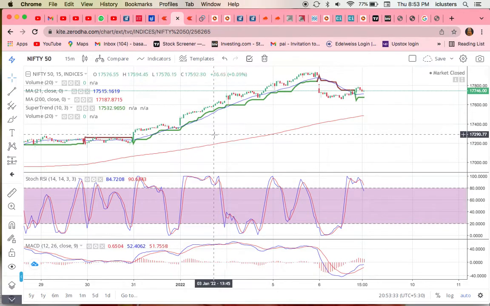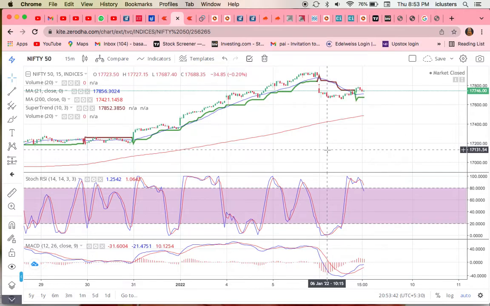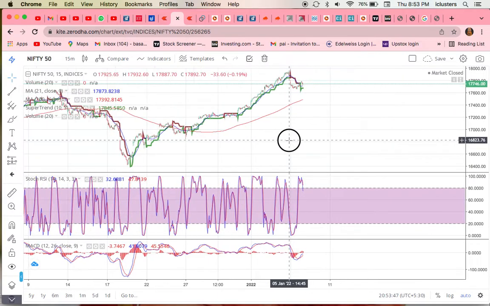Okay, these are the very important indicators we use in technicals. If you have any doubts about how to use the indicators, just comment below.